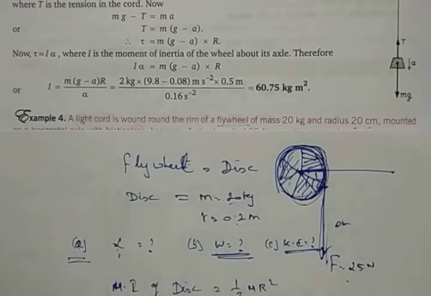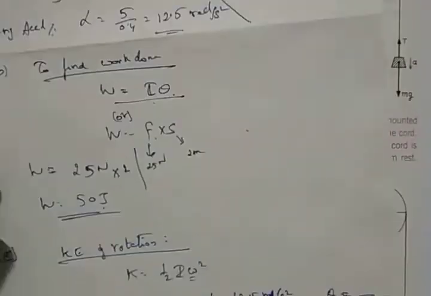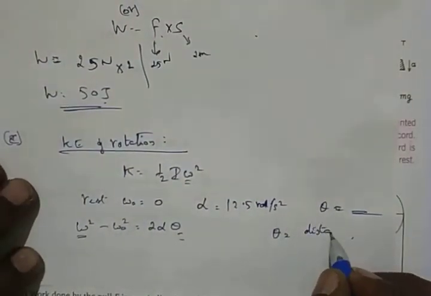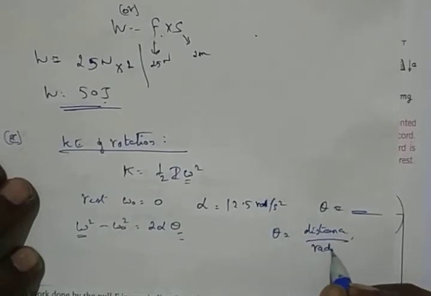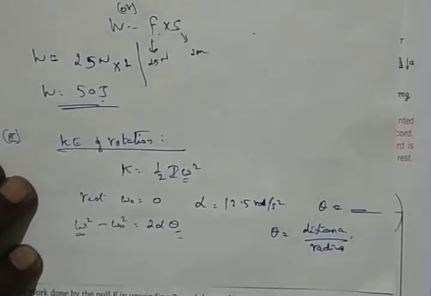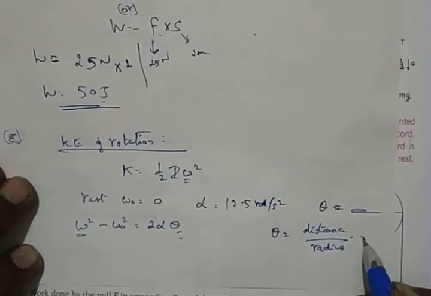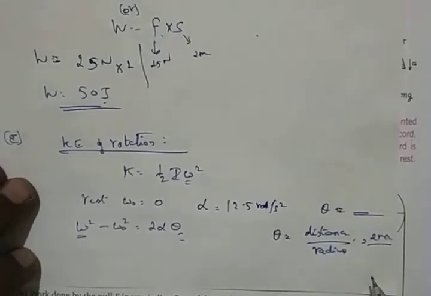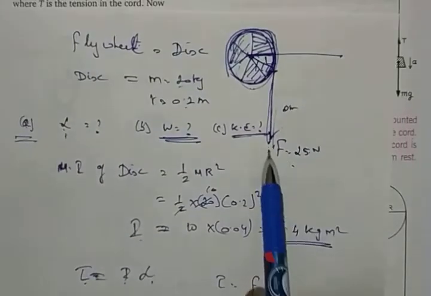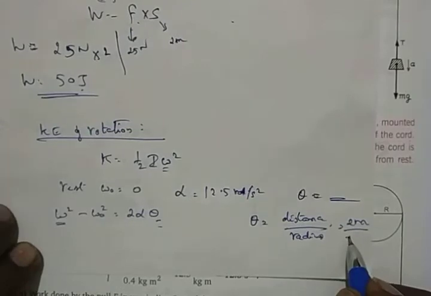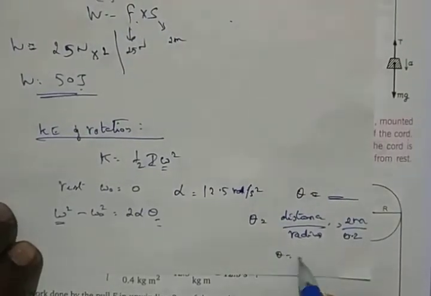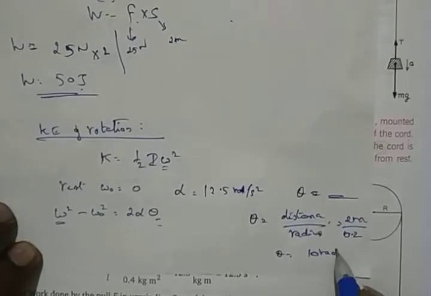So what does that mean? The linear distance upon radius is the total theta value it has gone through. So it is going to be 2 meter upon the radius. The radius is 0.2. So 2 meter upon 0.2. What is the theta value? Theta is going to be equal to 10 radians.